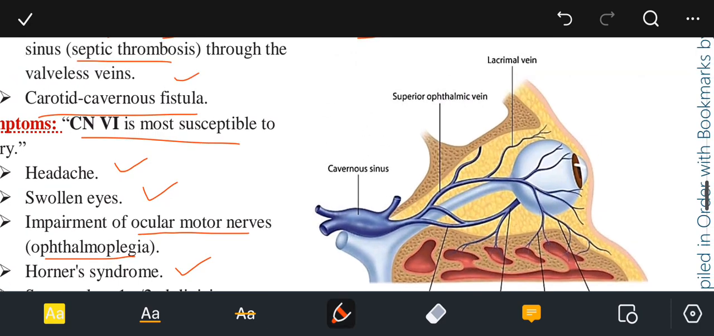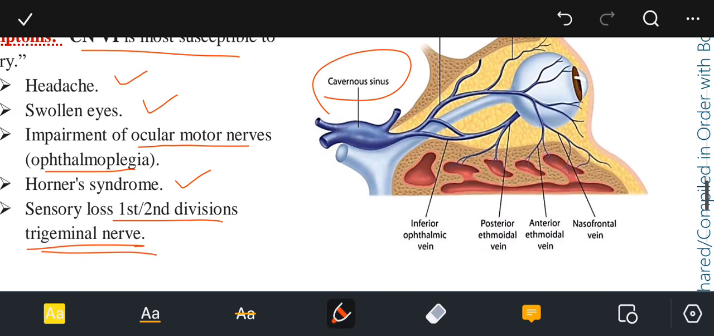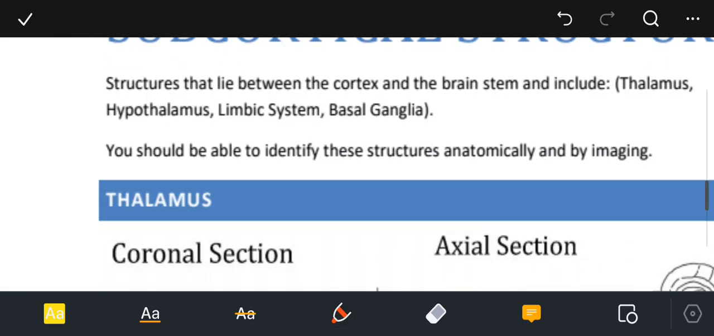The lacrimal vein drains into the superior ophthalmic vein that can go to the cavernous sinus. The nasofrontal vein, the anterior ethmoidal vein, and the posterior ethmoidal vein all drain into the inferior ophthalmic vein that can ultimately go to the cavernous sinus.